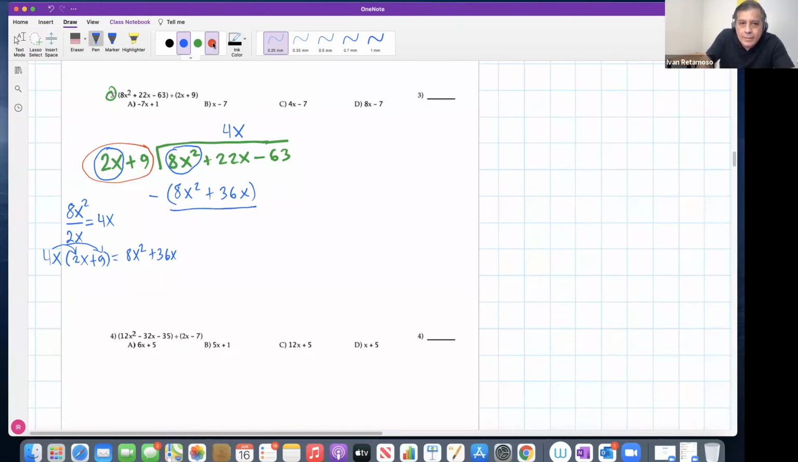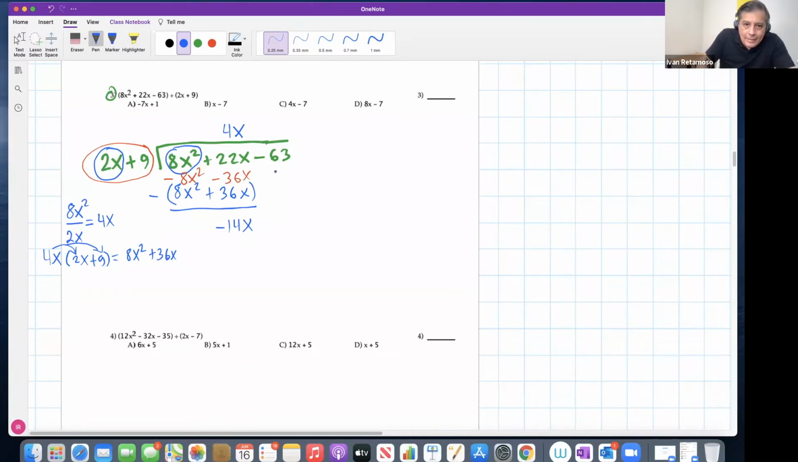Remember, I explained to you that this subtraction will always be 0. The first column will lead to 0. Minus 8x squared minus 36x. Subtracting then, you get to see that this is going to be negative 14x. If you have difficulties doing this subtraction in your mind, use your calculator. Okay.